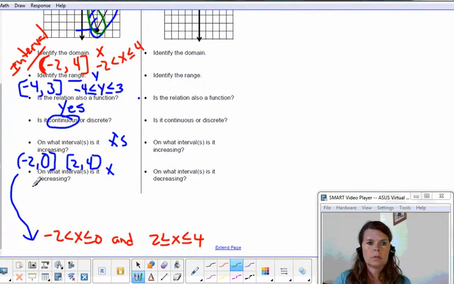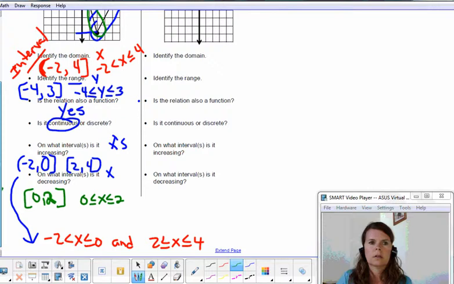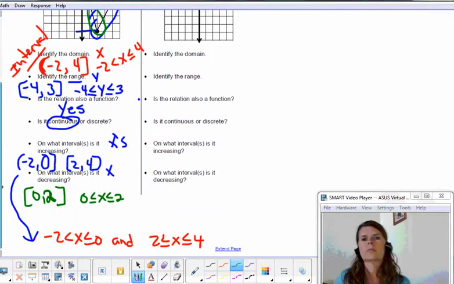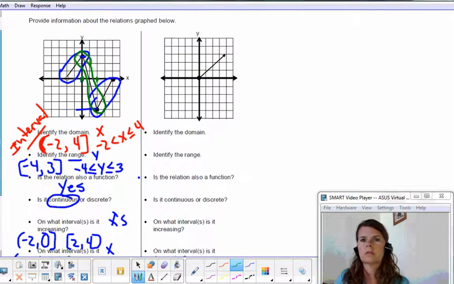So from 0 to 2, it's decreasing, and inequality notation would be 0 less than or equal to x less than or equal to 2, because those are closed circles. Let me try to make this 2 better. There we go. It's more like a 2. And they're both closed circles, so it's closed brackets. Okay, so try the next one.